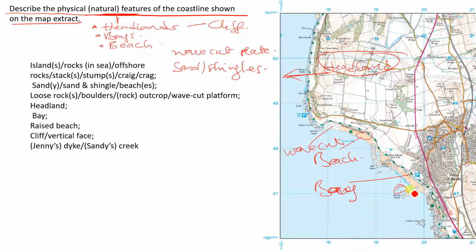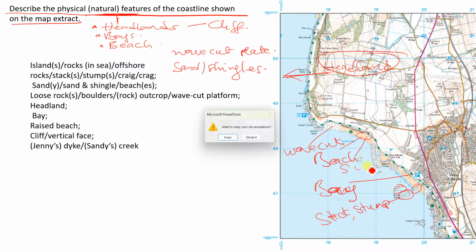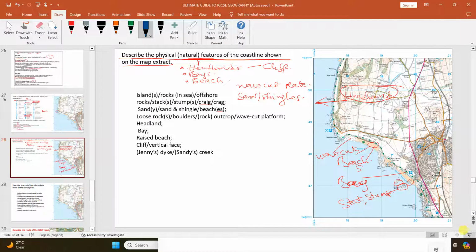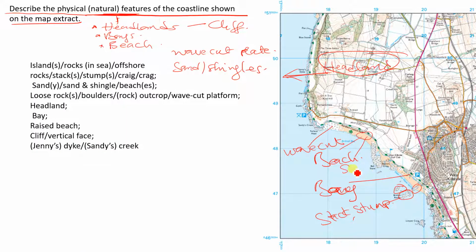So look at this, which are deposits. This can be things like stack, stump. And the beach is made up of what? Sand. It's made up of sand and shingles.